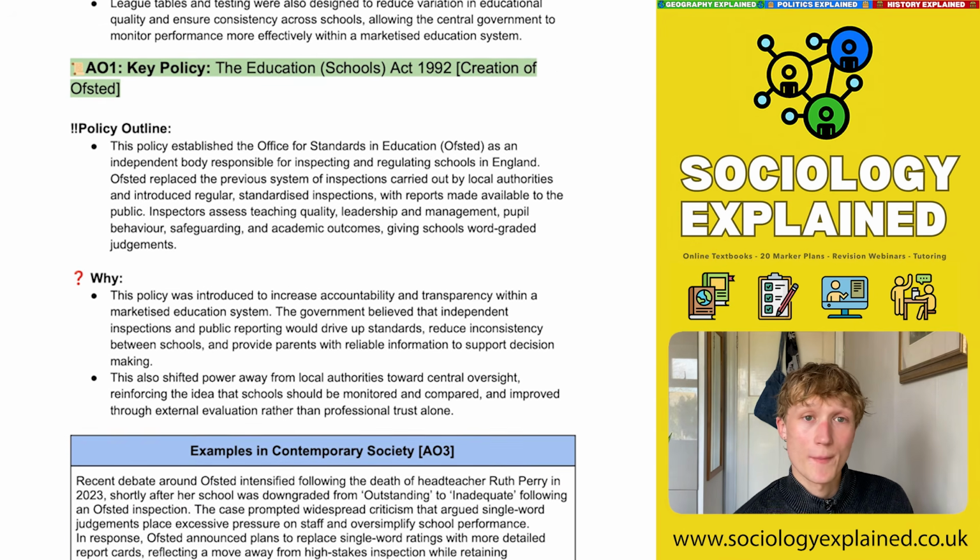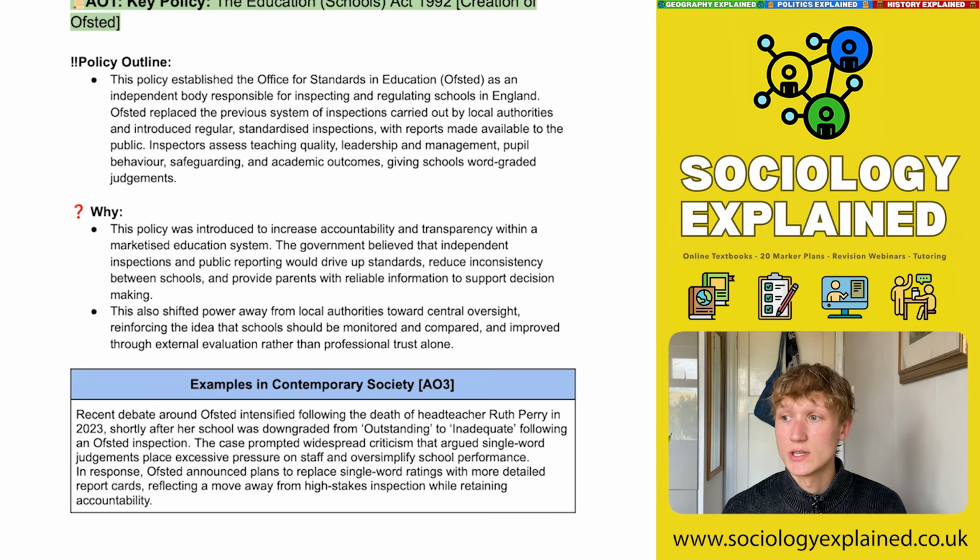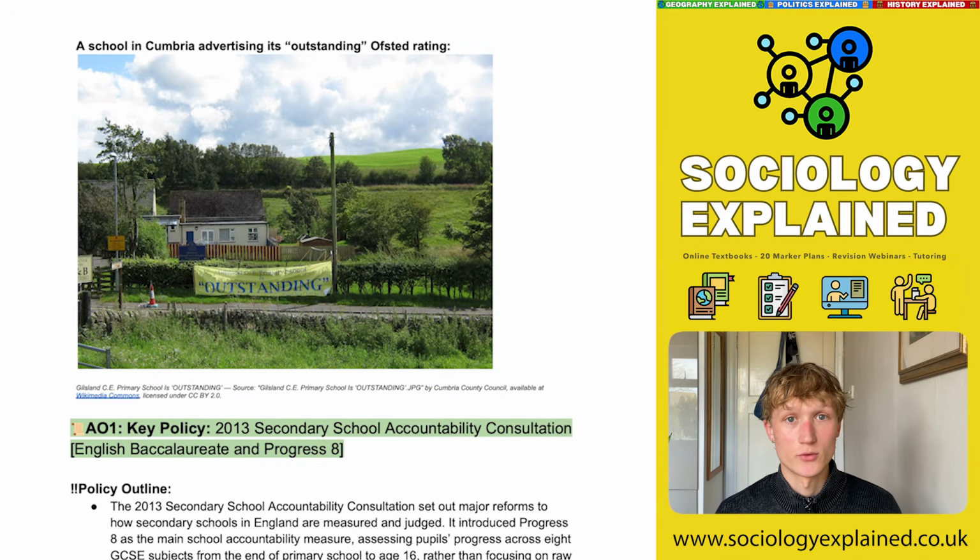An interesting story about Ofsted in recent years is the death of the head teacher Ruth Perry in 2023. Ruth Perry was a head teacher at a school which was recently downgraded from outstanding to inadequate, which is obviously one of the lower ratings you can get in an Ofsted inspection. And then she unfortunately died by suicide. So that meant that Ofsted garnered a lot of criticism for being overly simplistic and placing too much pressure on teachers and on schools with its one-word labelling of schools, essentially.